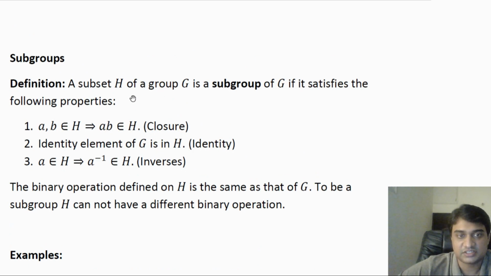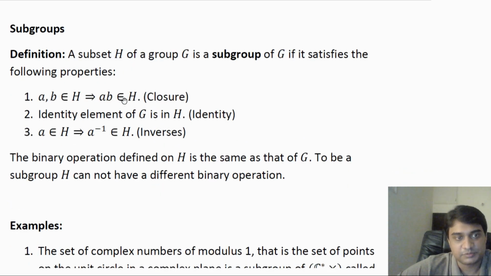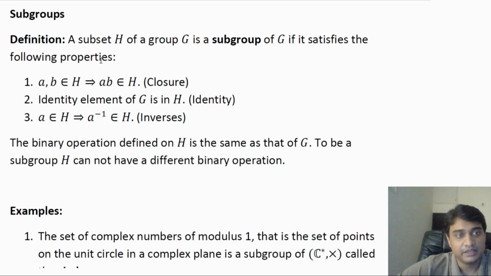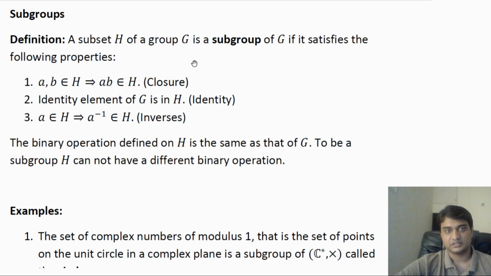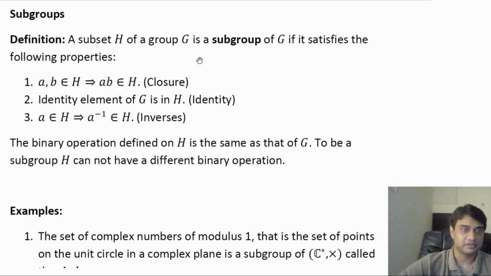A subgroup of G is a subset of G, first of all, and this subset of G is also a group itself. So why is it a group? Because it satisfies all the three group axioms. First of all, it is closed under the binary operation of the group, so the binary operation is defined. And then associativity is automatically satisfied because it is a subset of the group G, and the binary operation is also the same as that of G. Since the associative law holds for the group G, it automatically holds for the subgroup H.